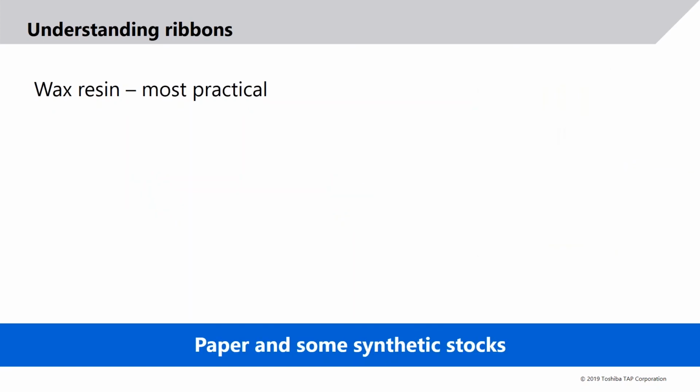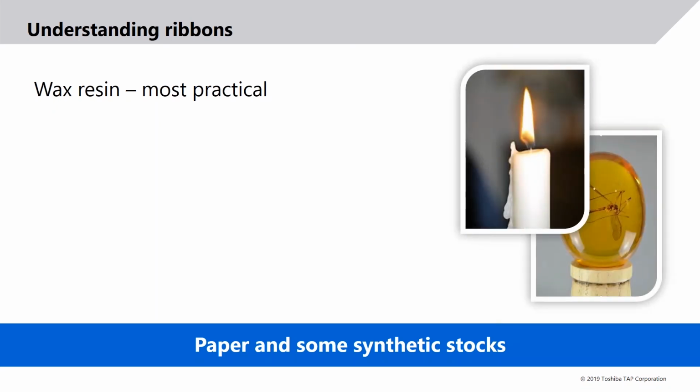Now, wax resin is by far and away the most popular. Makes up about 75% of all demand in the Australian market. So as the name implies, it's actually a blend product. So it has an element of wax and an element of resin as well.